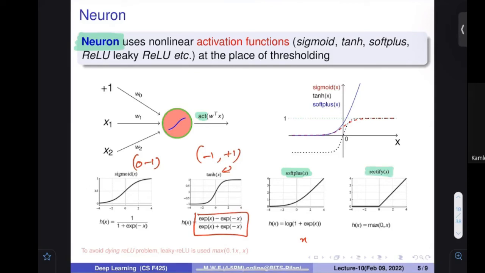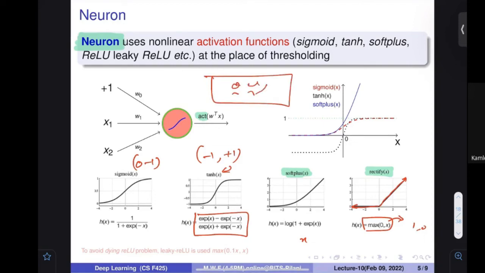It says that if the value is greater than 0, it is x only, otherwise it is 0. So you can represent it as the maximum of 0 and x. And again here the gradient is very simple. If you want to find the gradient, it is going to be 1 or 0. So it is a very simplified function. Most of the time, if you want fast learning, you apply ReLU, and in bigger networks ReLUs are most often placed inside.